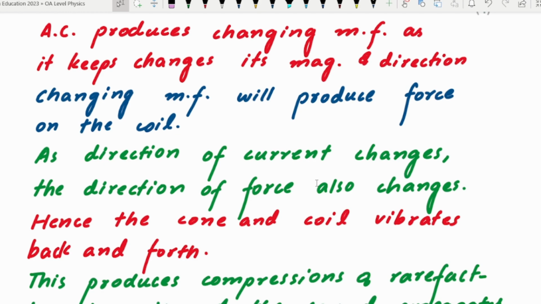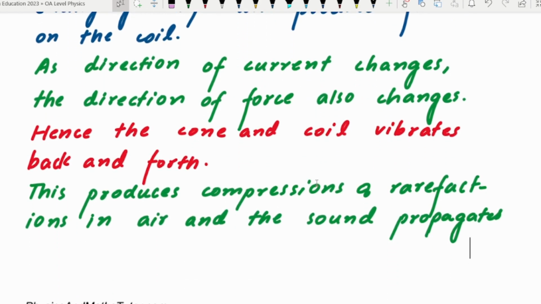And as it moves back and forth next to the coil, it would give rise to the regions of compression and rarefaction, and hence the sound wave would propagate. So all in all, that is basically the steps that we have written already for the loudspeaker.